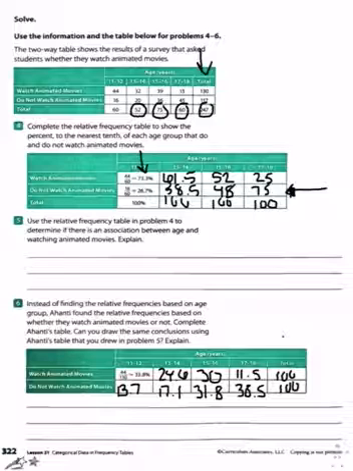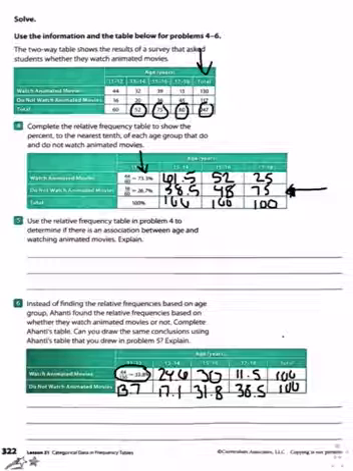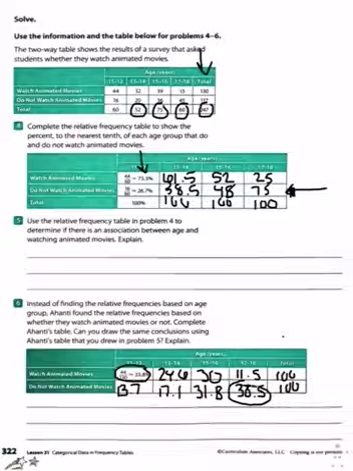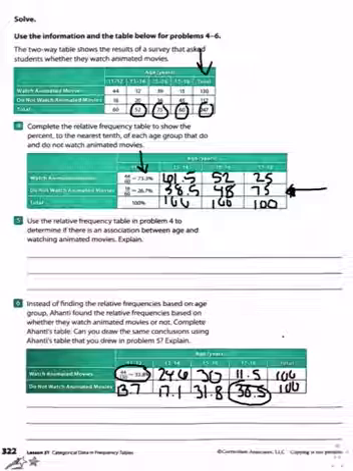Again, the answer is yes. Out of the total number of people who watched animated movies, the majority were younger. Out of the total number of people who did not watch animated movies, the majority were older. So drawing the same conclusion, the largest percentage of animated movies was 33.8, which is the younger group. The largest percentage of people that do not watch animated movies is the older group at 38.5. So yes, the same conclusion can be drawn.